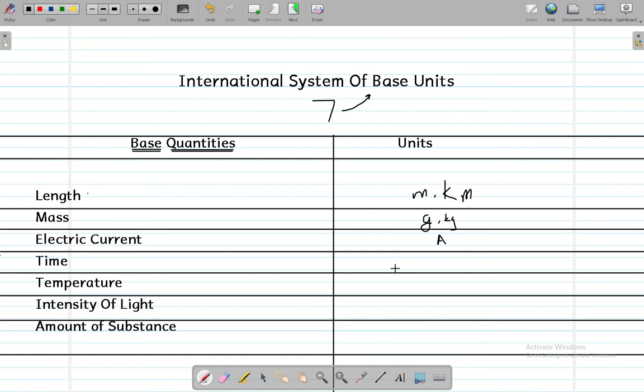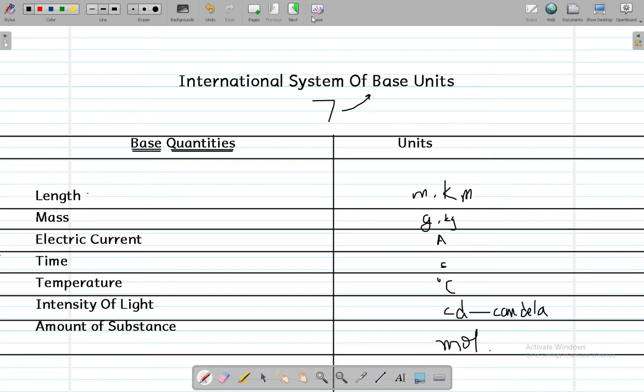Time has the unit of seconds. Temperature has a unit of degree centigrade. Intensity of light has a unit of CD, which is candela. I'll write candela over here. And our last is the amount of substance, which is mole.